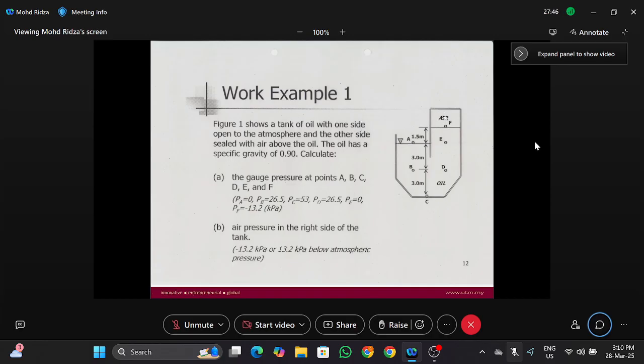Anybody who thinks they got the answer, they can just WhatsApp me, for some bonus marks. It's very simple actually.